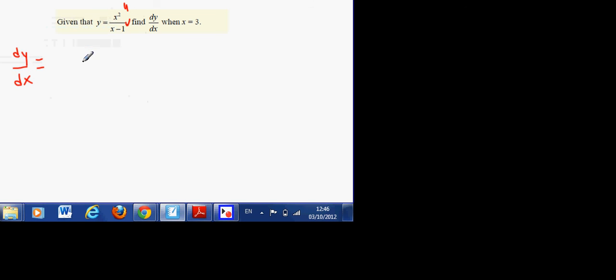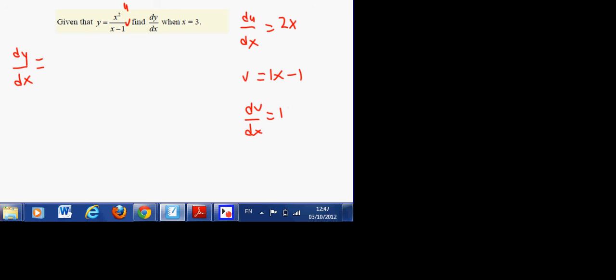First one, alright, you want to figure out what the du dx is, okay? U is x squared, which makes the du dx 2x. You bring the 2 to the front, in front of the x. V is x minus 1, which means that the dv dx is the number that comes in front of the x, which is number 1. Minus 1, when you differentiate minus 1, it becomes a 0.